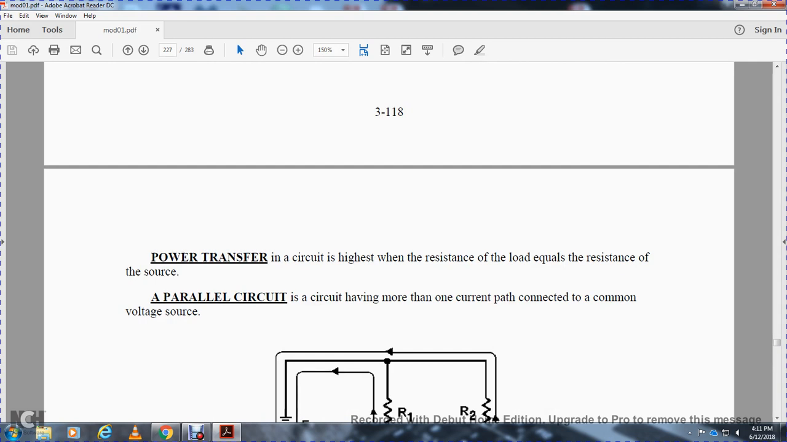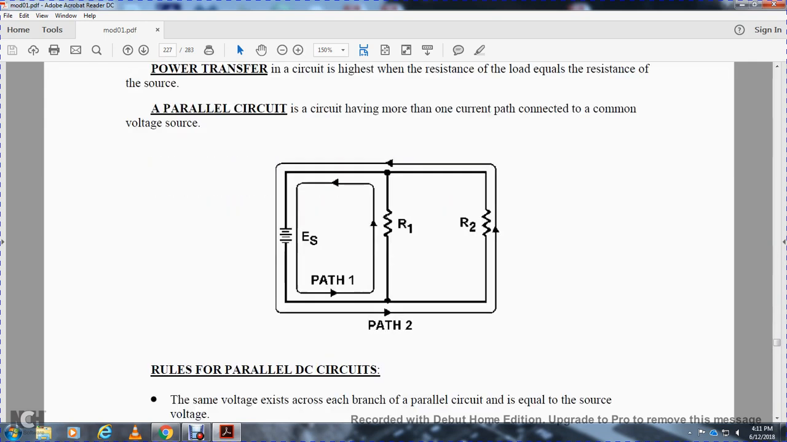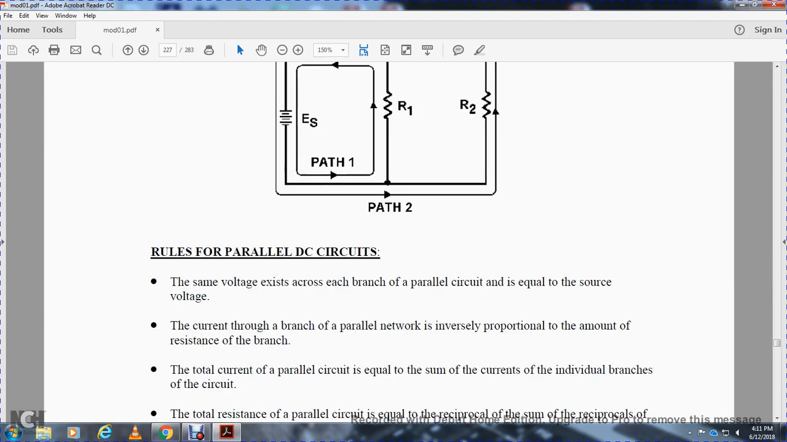The parallel circuit has more than one current path connected across a common voltage. It shows path 1 for resistor 1 and path 2 for resistor 2. The rules for parallel DC circuits: the same voltage is across each branch of the parallel circuit, equal to the source voltage. The current through a branch of the parallel network is inversely proportional to the resistance of the branch.